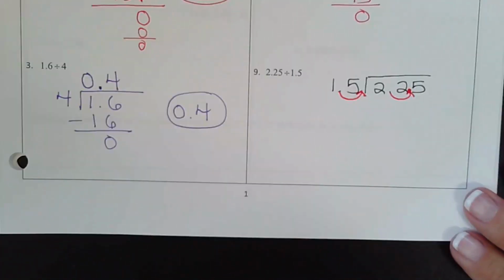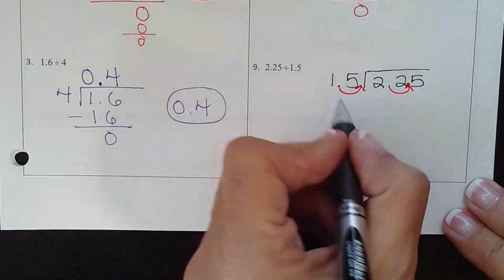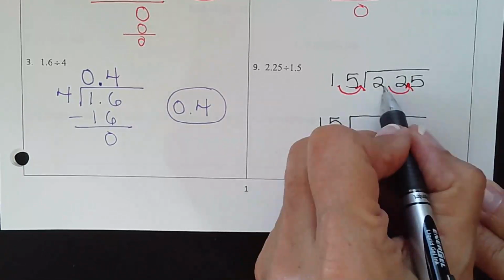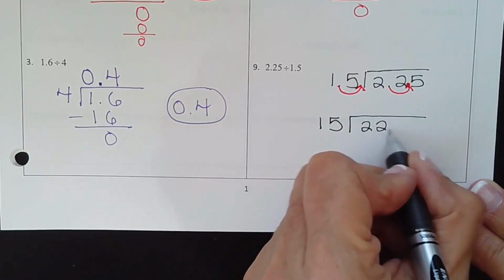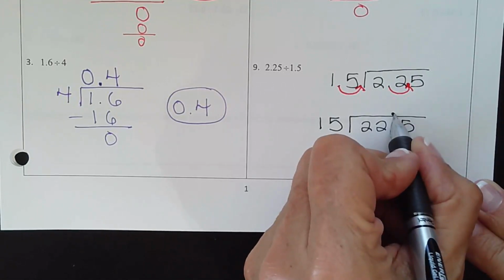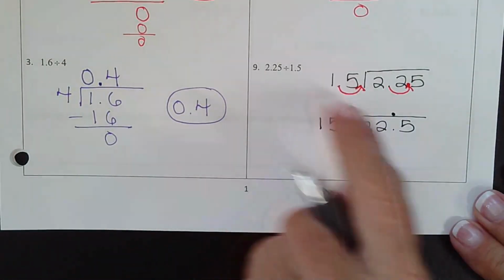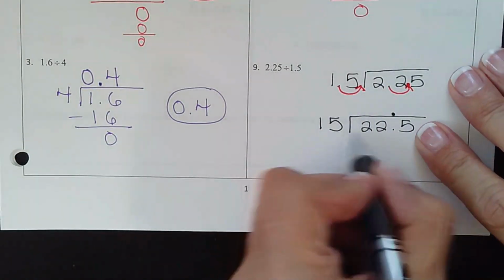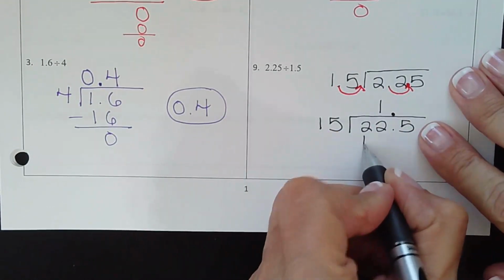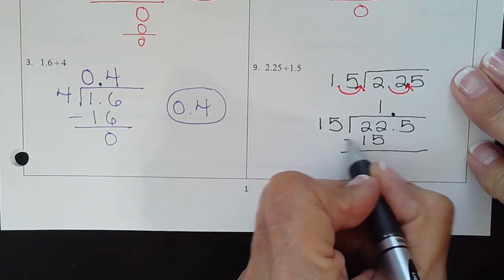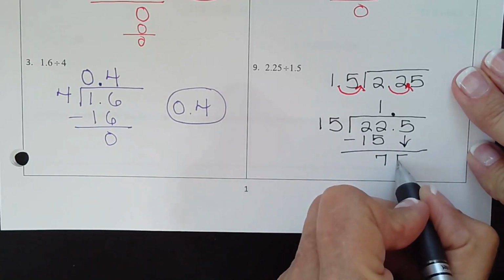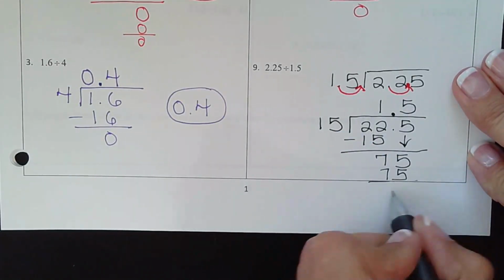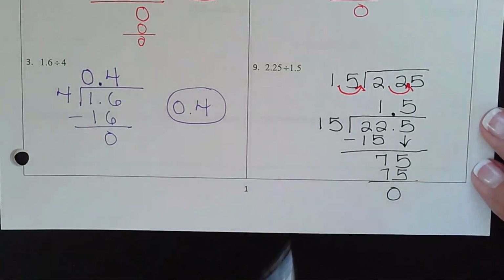So this problem, when I rewrite it, is now going to be 15 as a whole number because we moved it to the end of the number, and this number is now going to be 22.5. Decimal place comes straight up. So rewrite your new problem. And 15 goes into 22 once. We already did this. And when you subtract, you get 7. And then you bring your next number down, 5. And we know 15 goes into 75 5 times. And there's our 0.